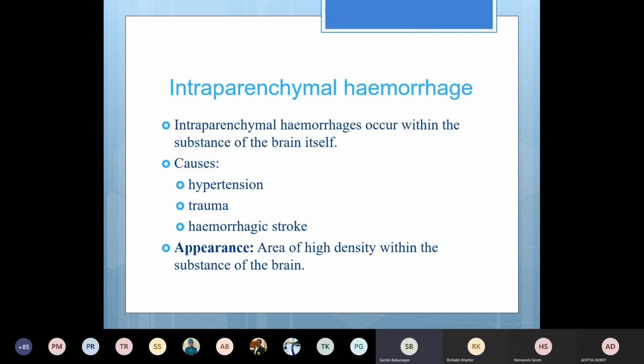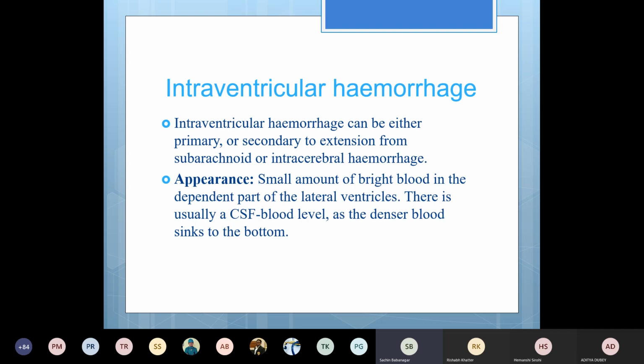Okay, so now we will come to intraparenchymal hemorrhage. It occurs within the substance of the brain, and can be caused by hypertension, trauma, or hemorrhagic stroke. So basically, when you have an infarct, it can undergo hemorrhagic transformation also and cause intraparenchymal hemorrhage. It will appear hyperdense. And you can have intraventricular hemorrhage when there is either a subarachnoid hemorrhage or an intraparenchymal hemorrhage which will secondarily extend to the ventricles, or it can be primary also.